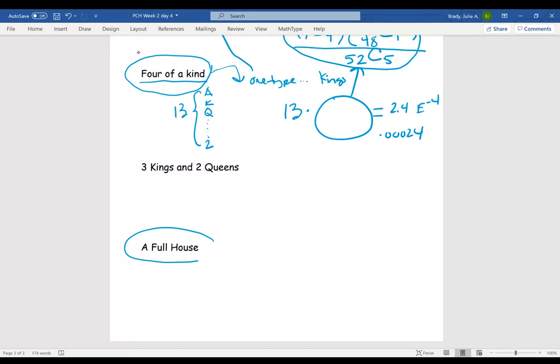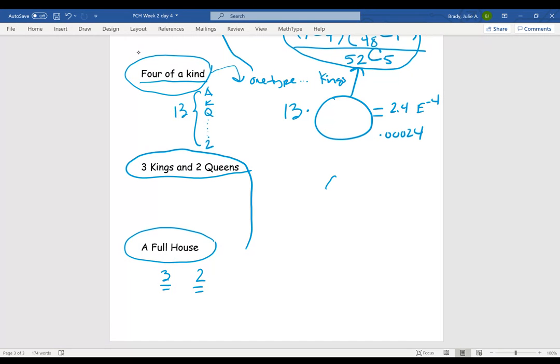Okay, there's one other type of card hand that shows up a lot, and it's called a full house. A full house means you have 3 of one type of card, and you have a pair, or 2, of another type of card. And again, you're like, I don't know how you count that. So pick yourself a particular example. What if I get 3 kings and 2 queens?